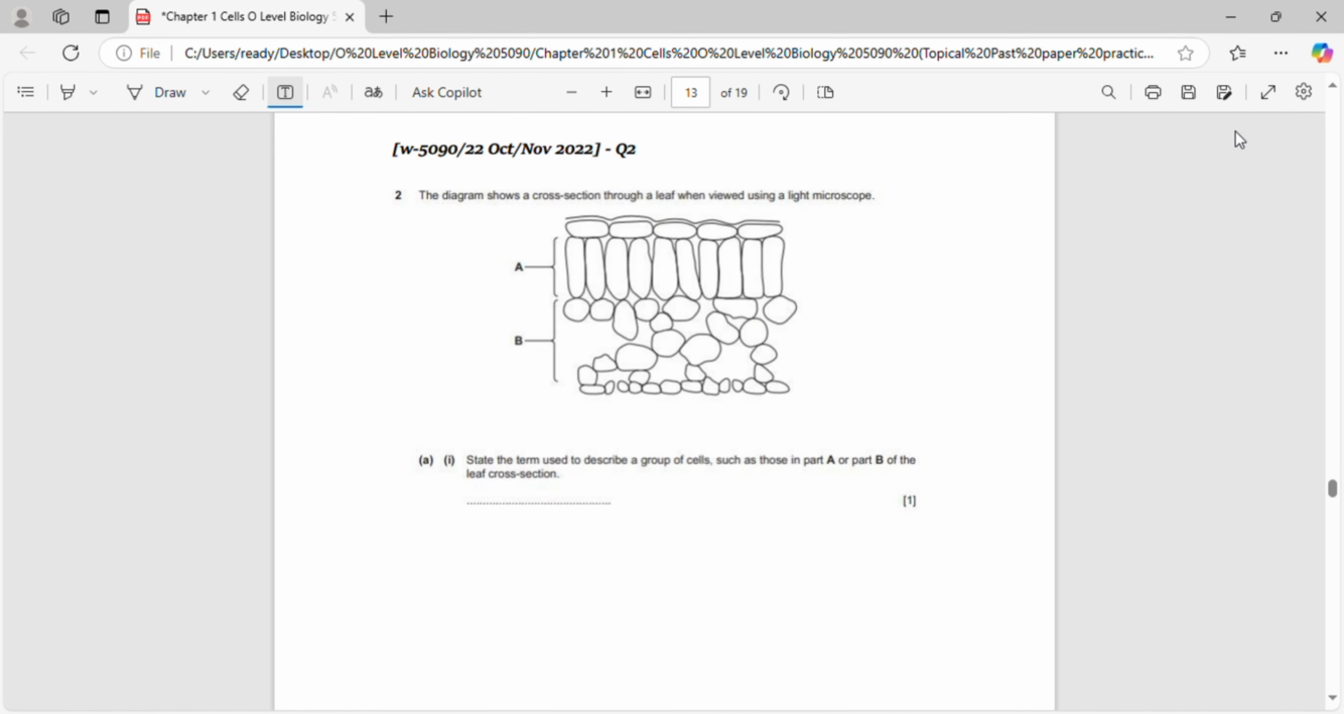This is another question related to leaf tissue, where cells A and B are shown. We know that A represents palisade cells and B represents spongy cells. The question asks for the term used to describe both A and B together, which are the palisade and spongy cells. The answer is, the term used to describe a group of cells like A and B is called mesophyll tissue. Remember, a group of cells is referred to as tissue, so it is important to include the word tissue here.